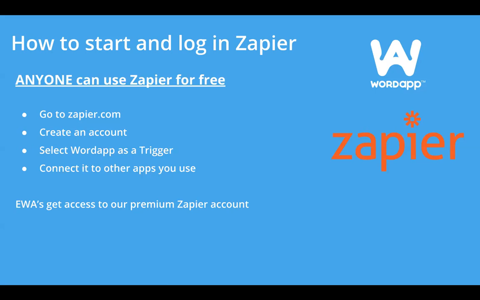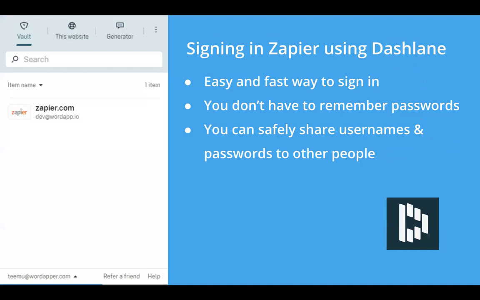It makes it a bit easier. You don't have to use the free features. You also have auto replay and things like that. I'll talk about that in a bit more detail. The way you get access is through Dashlane. Dashlane is a password sharing app, and when you become an Elite Wordapper, we will create an email address for you and we will also share Dashlane with you. On Dashlane, we will start sharing passwords with you for different tools that you need.